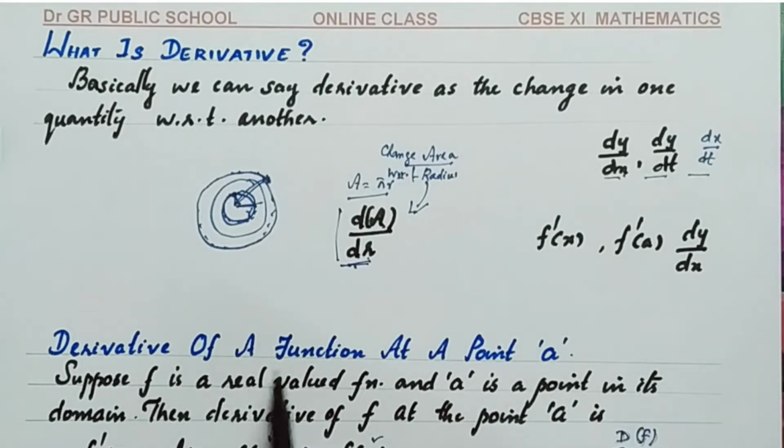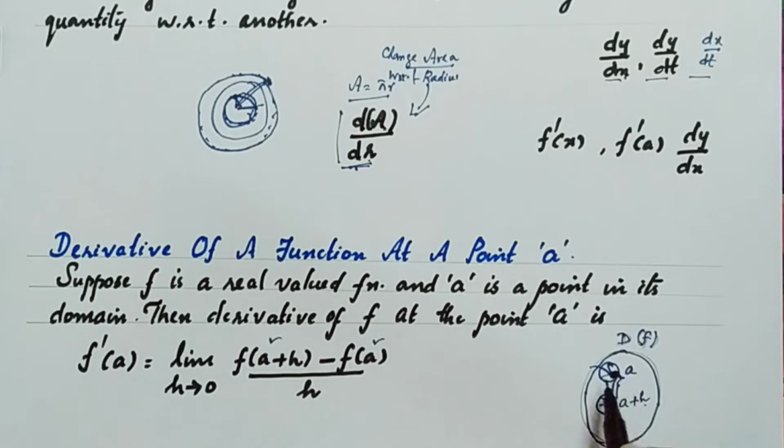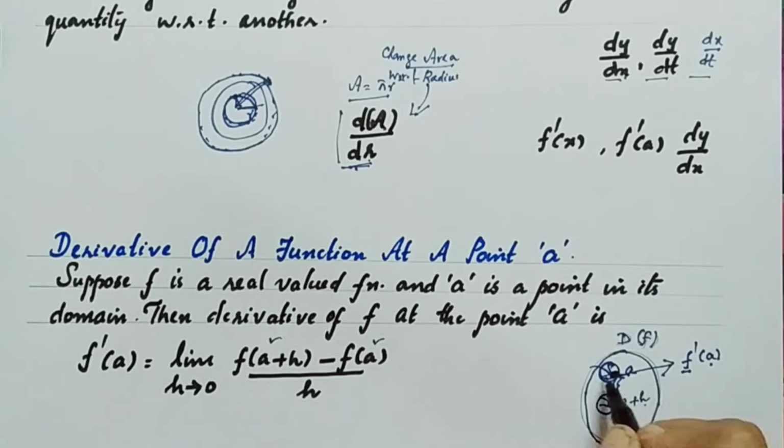So, the derivative of a function at a point a can be defined as follows. Suppose f is a real valued function and a is a point in its domain. If you want to find the derivative of the function at the point a, it is usually represented as f dash a. f dash means the derivative at the point a. To find the derivative at the point a, you need to consider one more point a plus h, which is very close to a, where h is negligibly small.